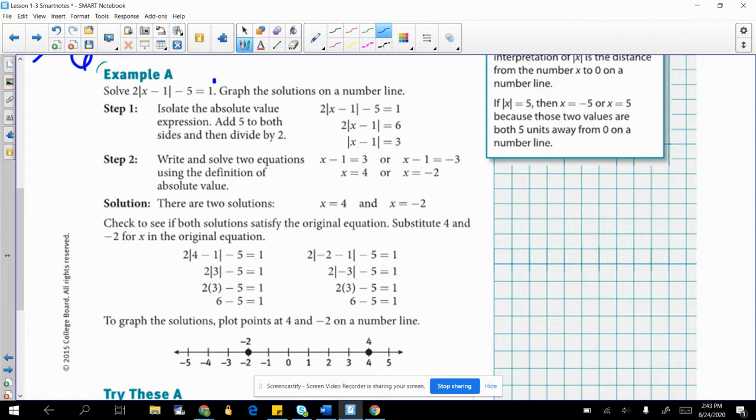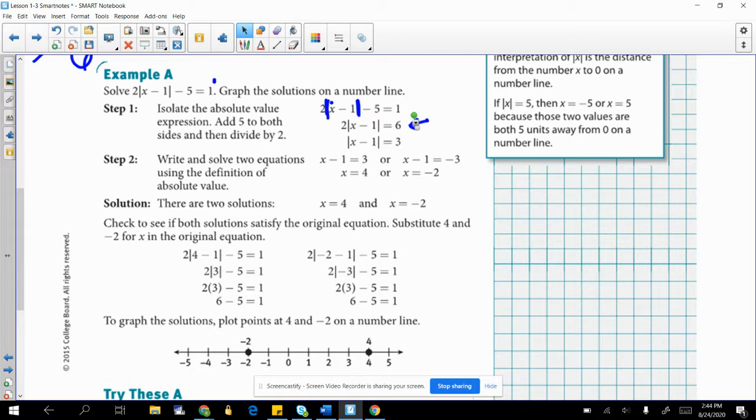Okay, so right up there we're looking. Your first step is always going to be to isolate the absolute value expression. So that would be this part here within the bars, and it's asking you to isolate that, meaning get it by itself on that side of the equal sign. So as it says here, your first step to isolate would be to add that 5 to both sides. And that's how they get this 2 times the absolute value of x minus 1 equals 6.